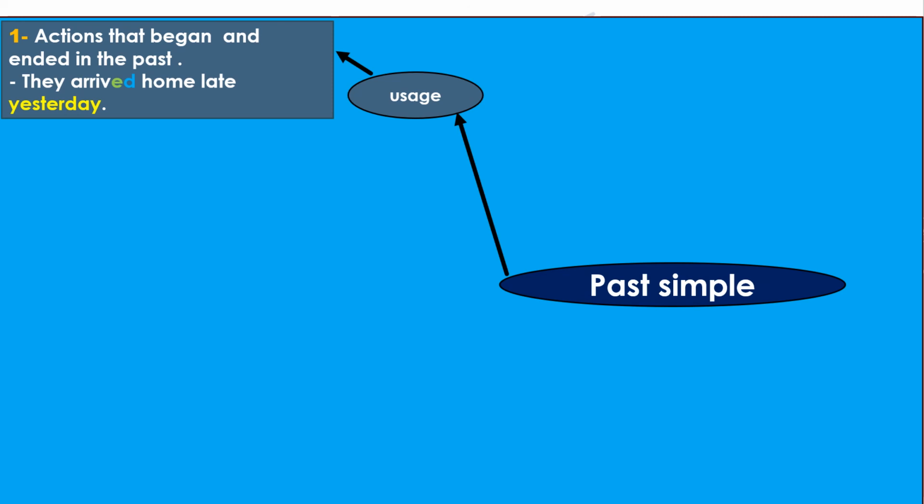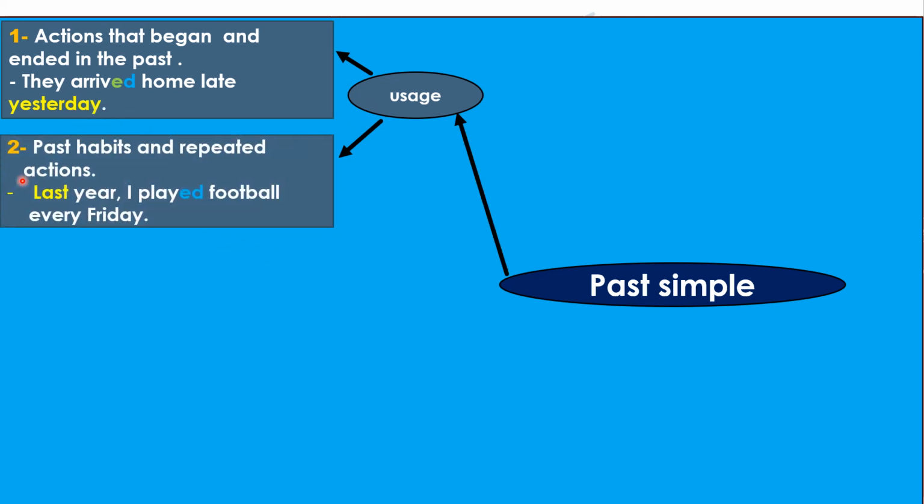Number one, actions that began and ended in the past. This is an example: They arrived home late yesterday. Number two, past habits and repeated actions. For example, last year I played football every Friday.